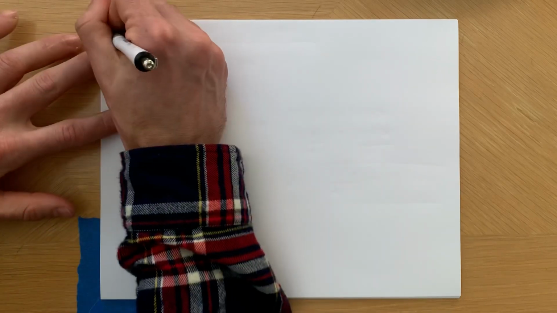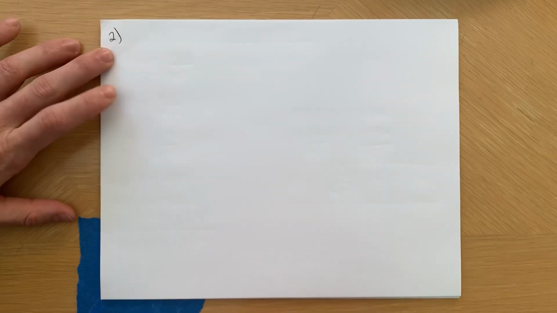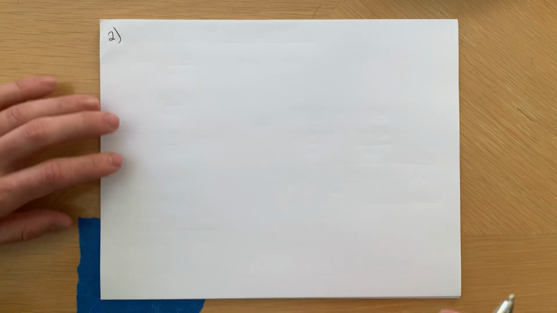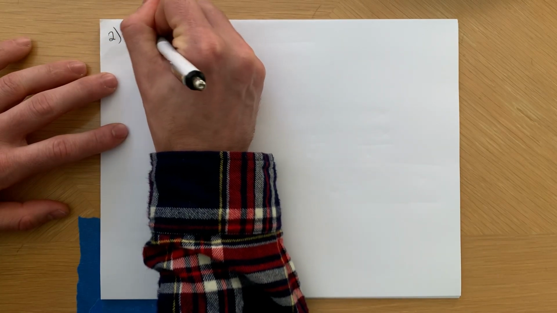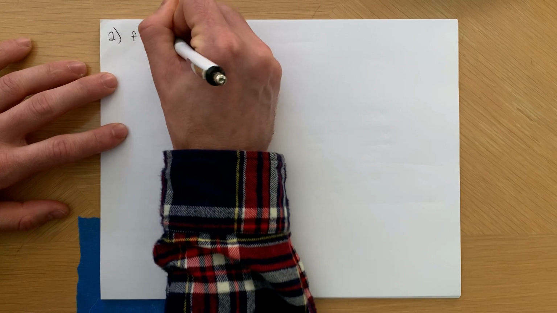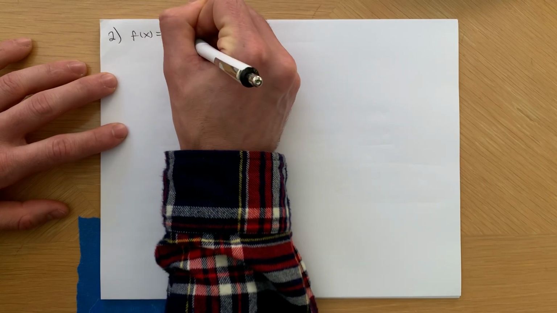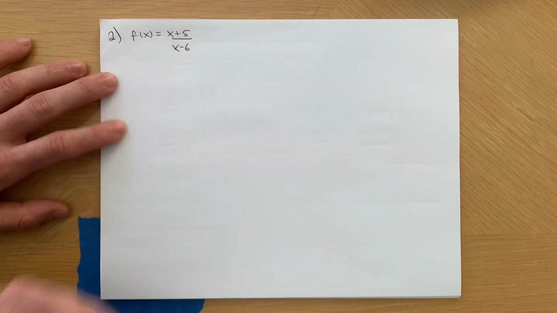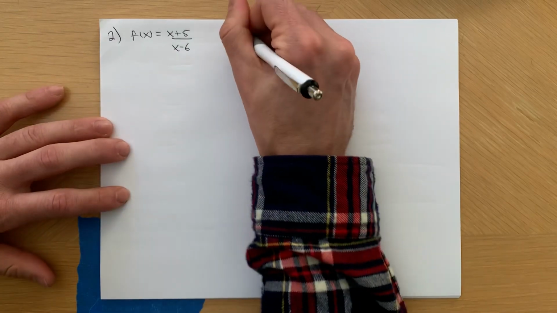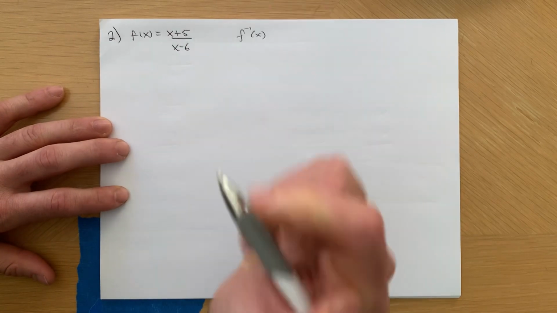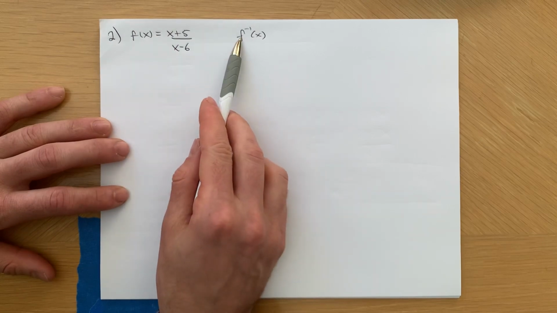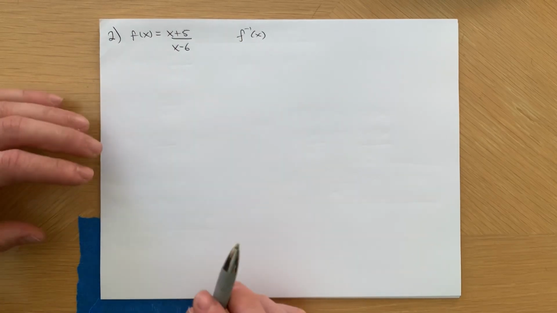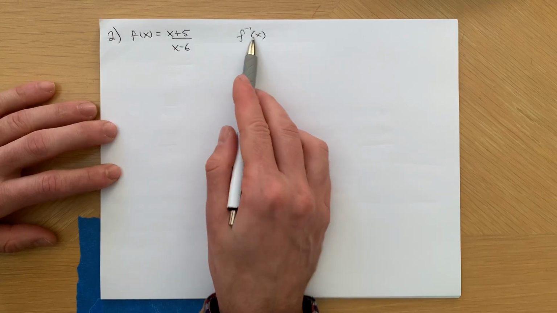So the second problem, which is pretty much the same thing, just adds one extra step. So we're given this equation, f of x is equal to (x + 5) over (x - 6). And now what we want to do is find f inverse of x. And then we also want to find the domain and range of both f of x and f inverse of x. So let's just start by finding what f inverse of x is.